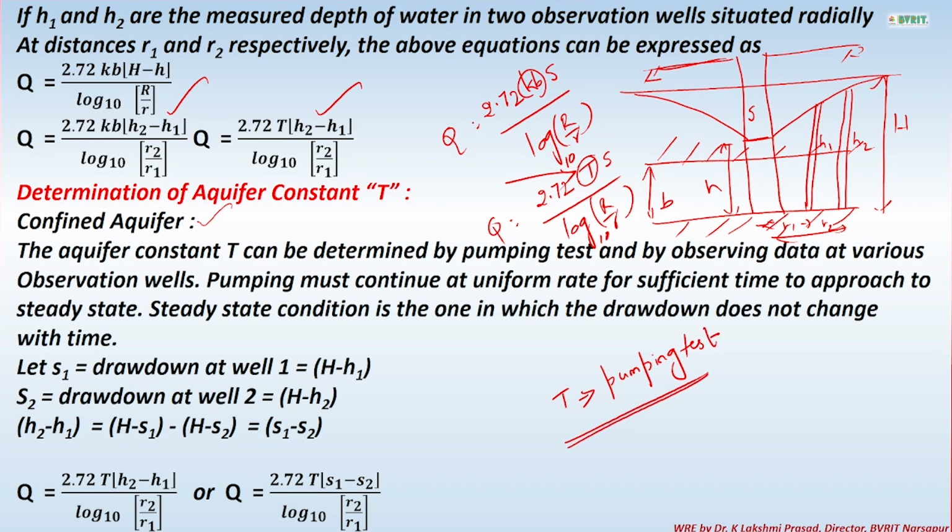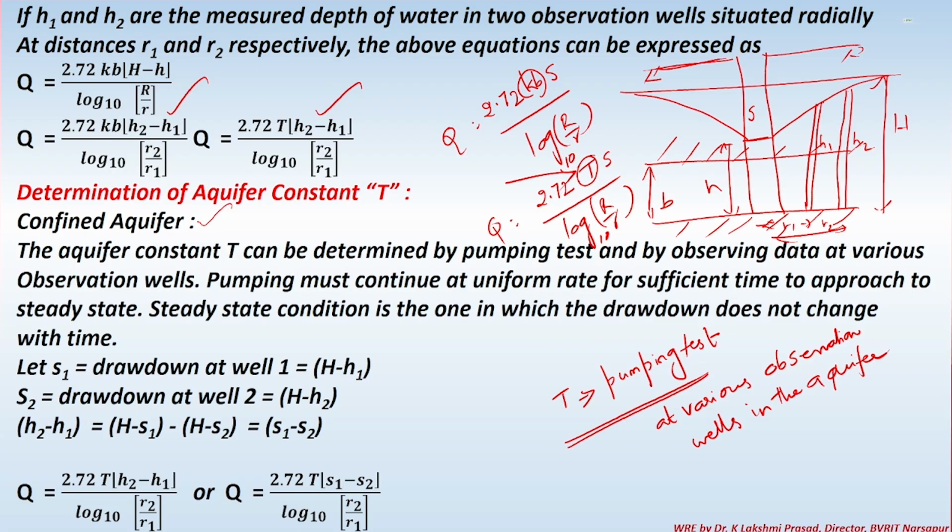Pumping test at various observation wells in the aquifer. An aquifer may extend several square kilometers in area, right? When such a big aquifer is there, to find out the transmissibility, you dig observation wells at different places, and if you conduct a pumping test in all those places, then you can find out the T value. That I explained.